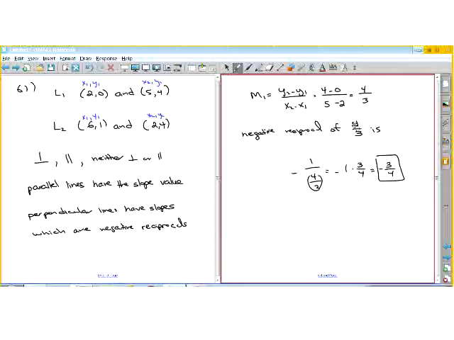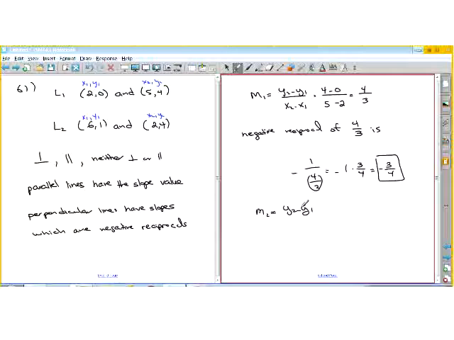And really all you have to do, when you have a fraction or rational number like this, is just flip these two. So 4/3 becomes 3/4, and you put a negative sign in front of it. So if line 2 has the same slope as this, then they're parallel. If line 2 has this slope, then they're perpendicular. And if it has neither one of them, then it's neither.